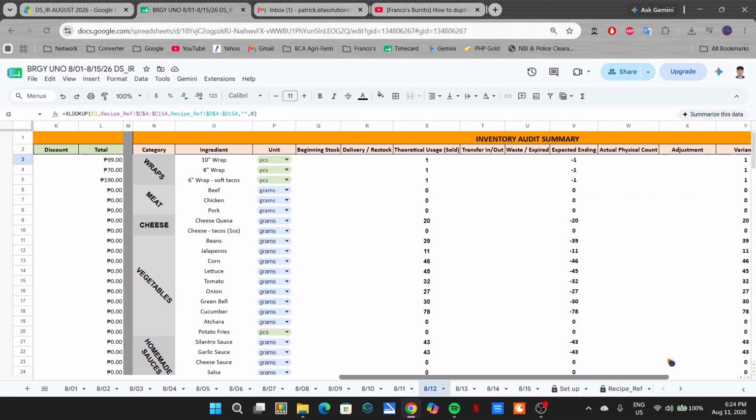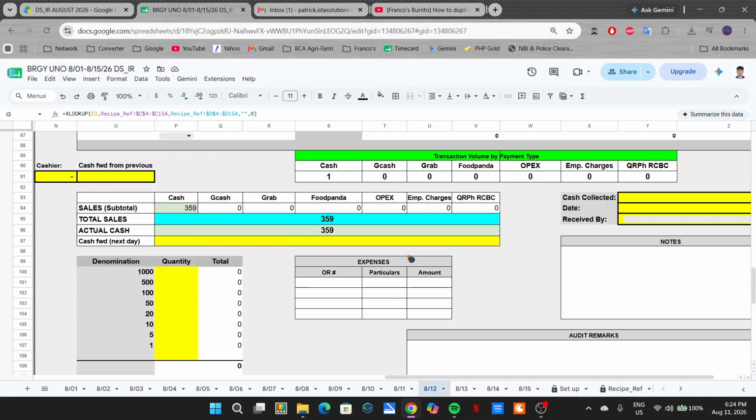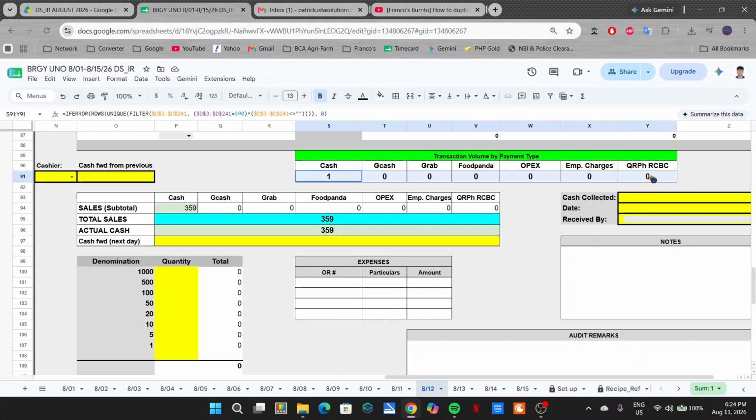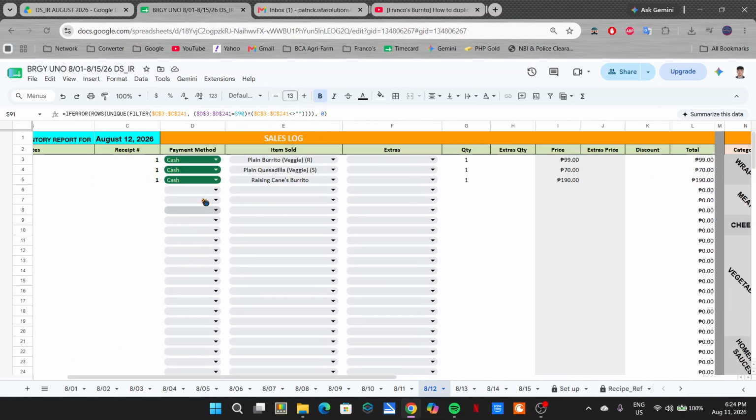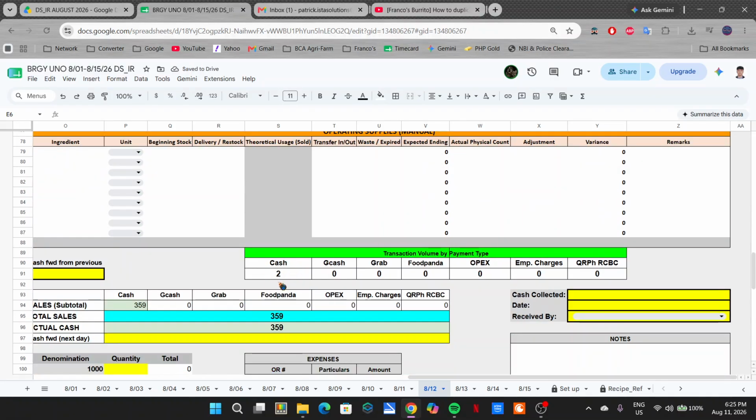So moving forward to the, say, the inventory audit, let's say moving forward here to the cash summary, of course. So transaction volume by payment type, this is automatic. So it basically just records the amount of transactions, or the volume of transactions, per day per payment type. So if there's a cash here, say there's C, it's the same receipt, but all the payment method is cash. If you input here too and here cash, then that way it will record there are two transactions of cash. So it's that simple.